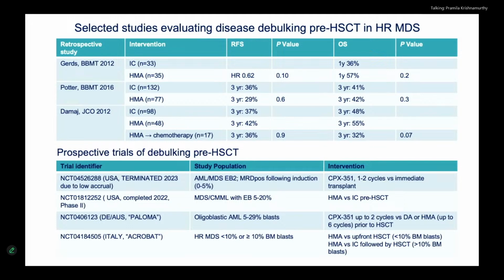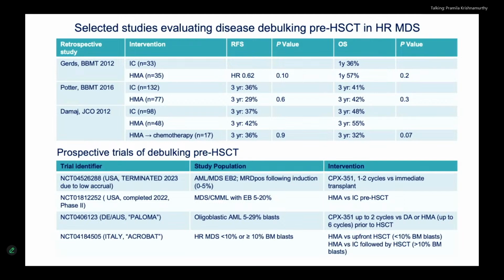So therefore, what about prospective trials of debulking pre-transplant? And there have been some of these, although they are generally somewhat difficult to conduct. If we look at the first study, which was carried out in the States, unfortunately, this had to be terminated due to low accrual, but was looking at patients who are MRD positive with AML or MDS-EB2, who are MRD positive following induction, and then looked at either taking them to transplant or having further CPX-351.